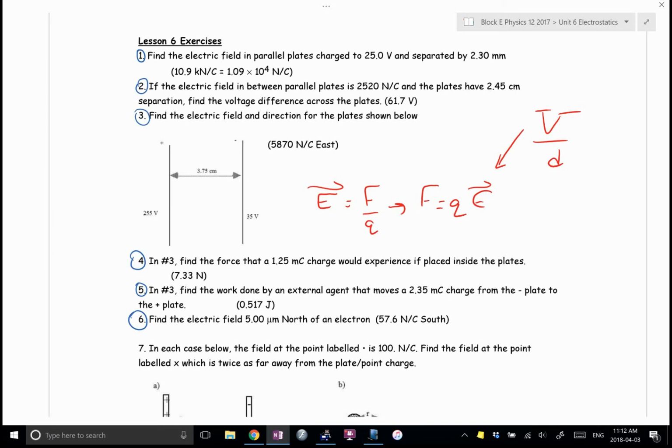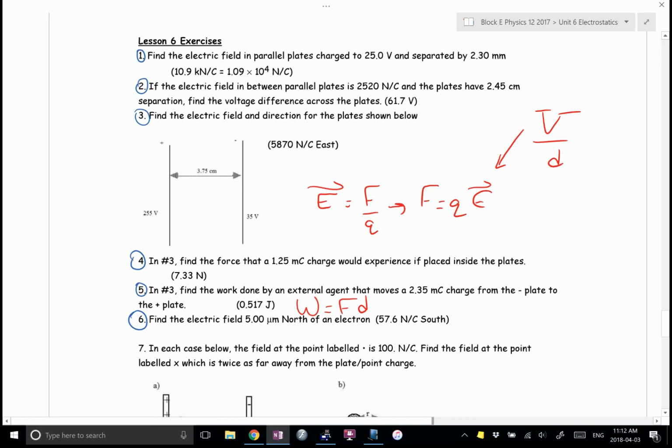The work. I can use this because the force between plates is constant. How do I know that it's constant? That distance is the distance between the plates, which isn't changing. That voltage is the voltage that the plates are hooked up to, which isn't changing. That little Q is the charge inside here, which isn't changing, which means you have a constant force.